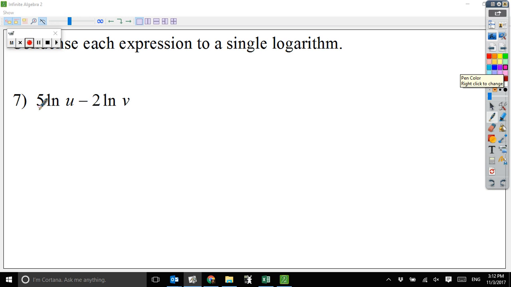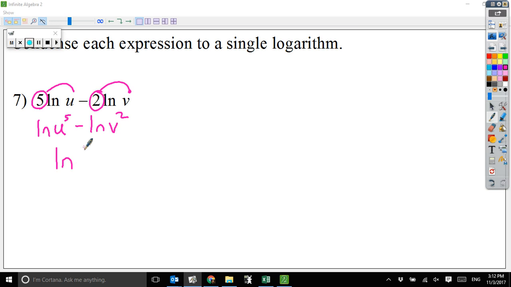The first thing I'm going to do is take my number and move it to the exponent. That gives me ln of u to the 5 minus ln of v squared. Alright, that minus sign means I'm going to divide. So I'm going to combine these into 1 and say this is ln of u to the 5th divided by v squared. And that is all. That's all you can do for that one.